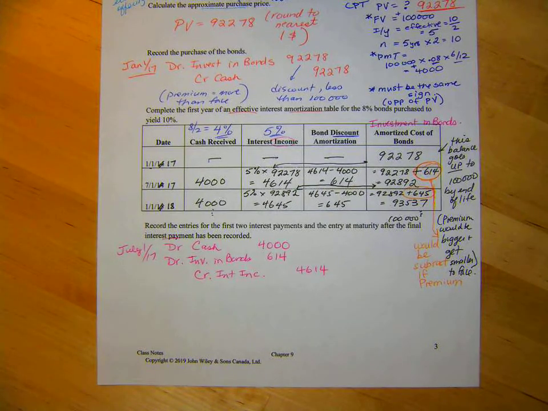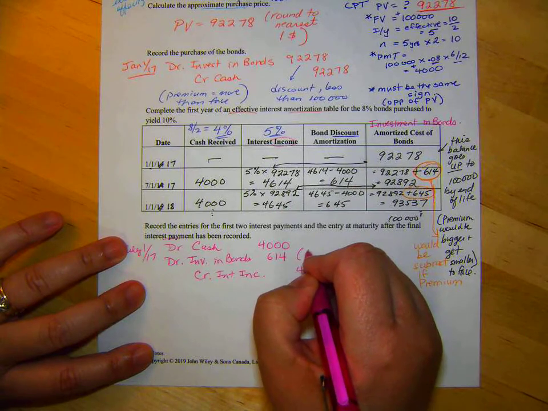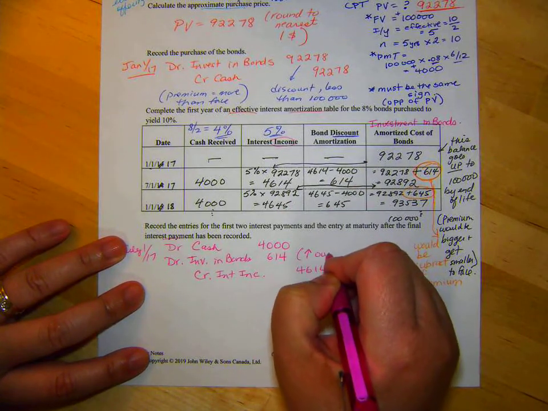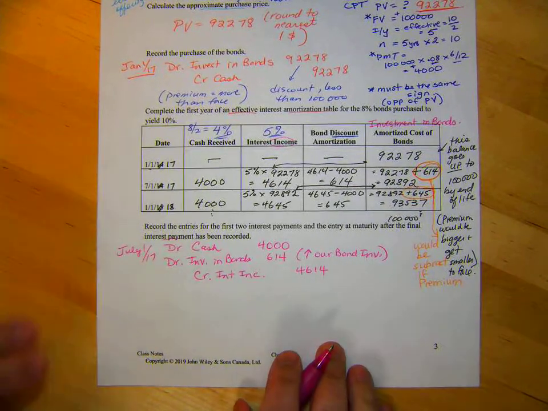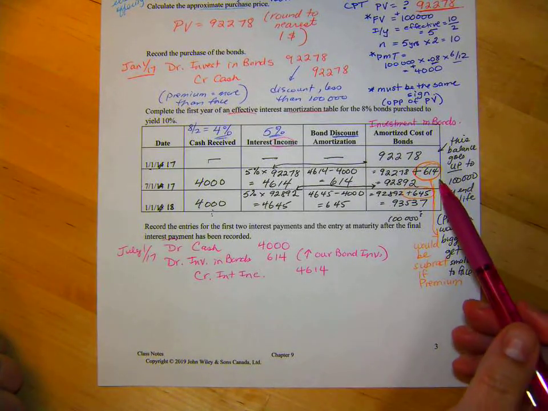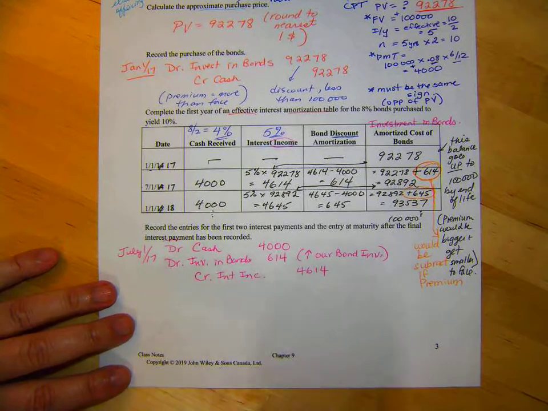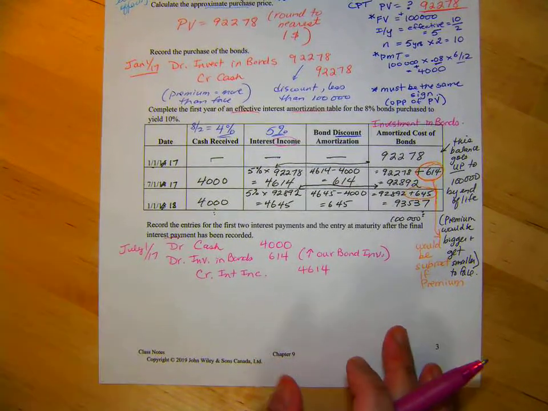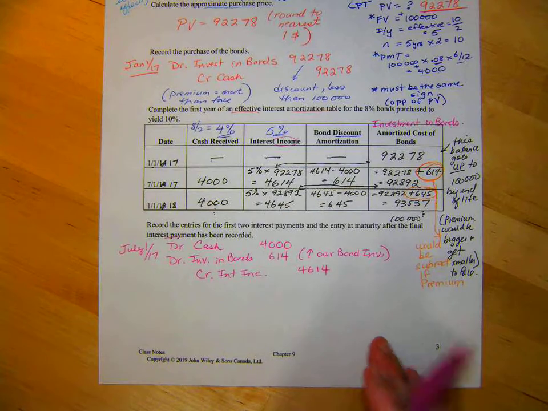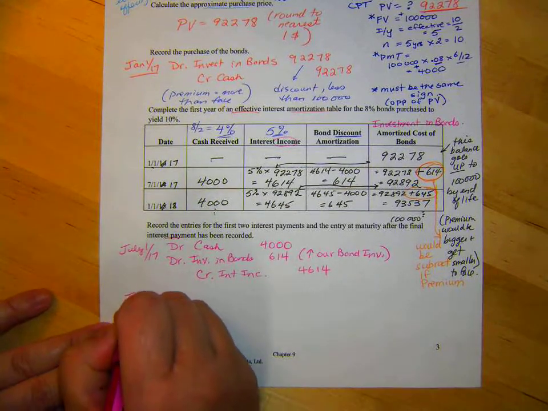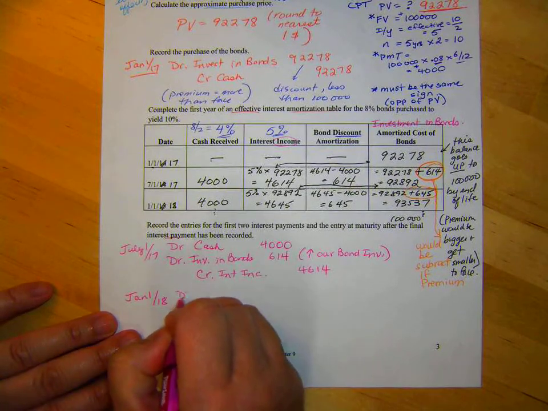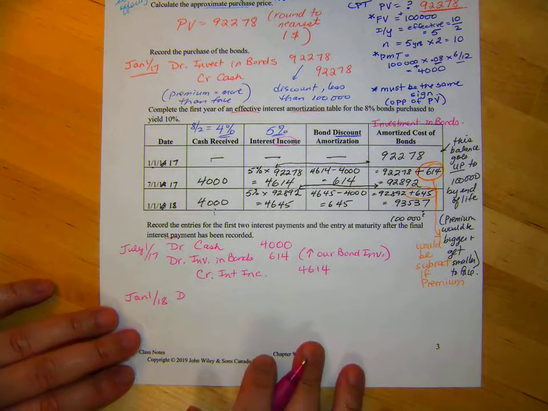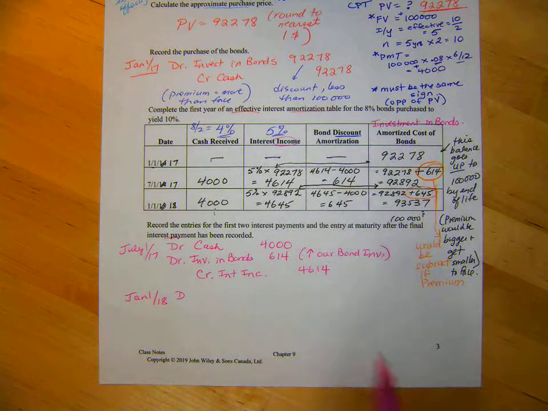Do you kind of see how that table works? So I'm just going to put a note. We're increasing our bond investment, just to remind you. So if it was a premium, this would have been a credit. Okay, so now January 1st, 2018. Well, pause it, you guys. Try and do the entry for this, and then come back.